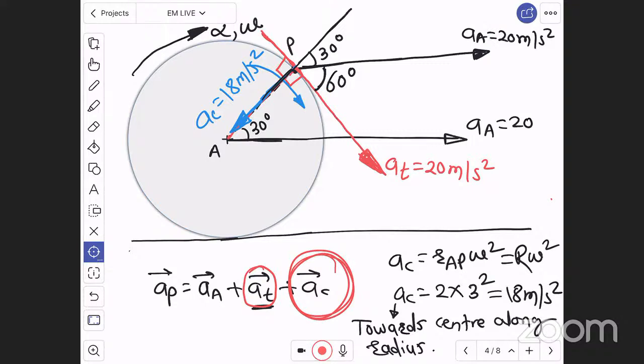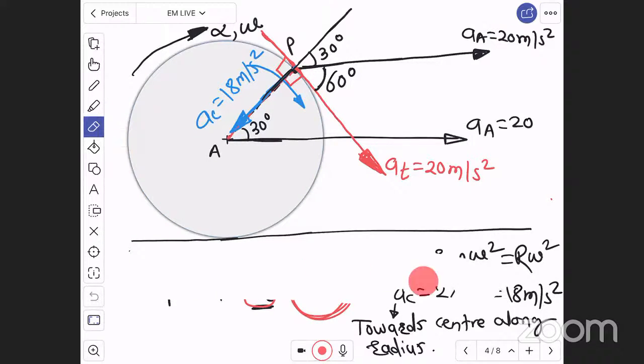Because AP is perpendicular to AT, that is, the radius from center to P is perpendicular to tangential acceleration. So this 60 will come. It should come from simple mathematics. Now let us understand the question.